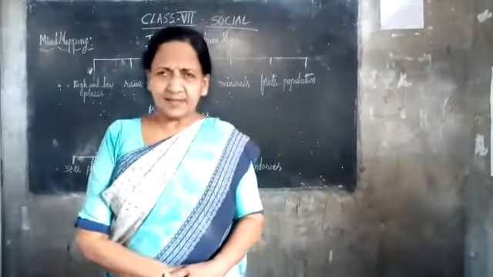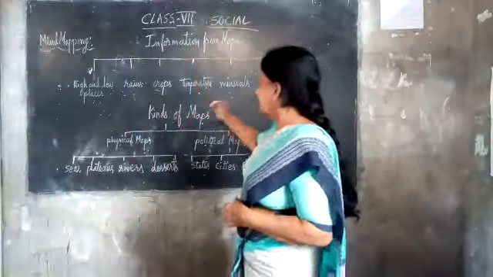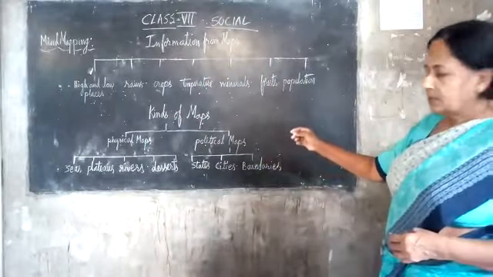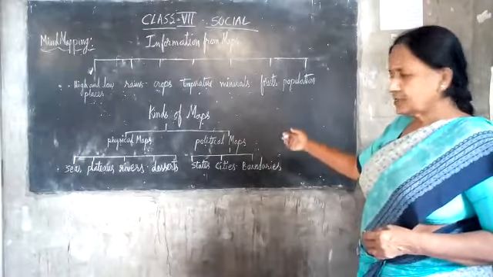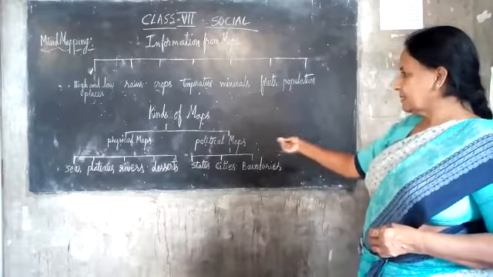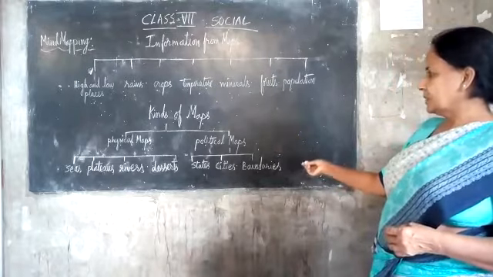Children, did you understand? With the table that has been drawn here, please try to draw it as homework and place the particular places that you have seen here.